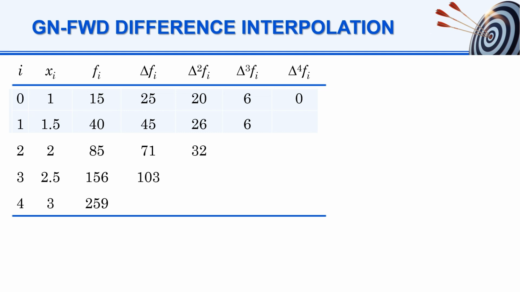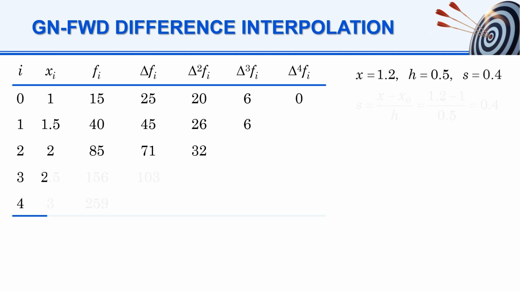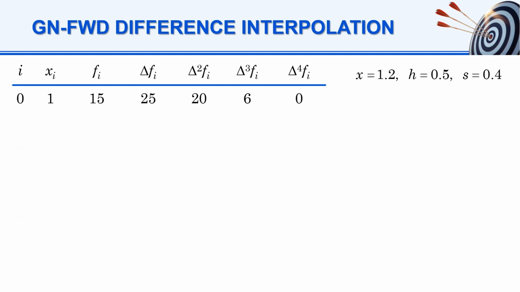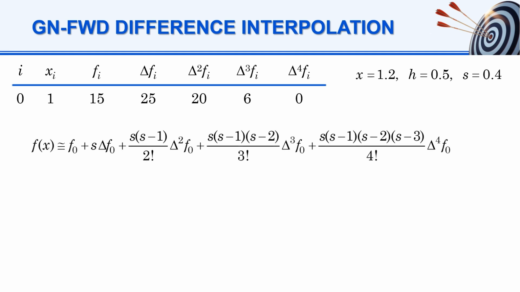Now that the difference tables are ready, we can move on to carry out interpolations. To obtain f1.2, we will use the forward interpolation formula. Since the point x equals 1.2 is closer to the row x equals 1, which has the largest number of table entries that are also decreasing in magnitude, the interpolation variable s becomes 0.4. The baseline, x0, is selected as the line x equals 1.